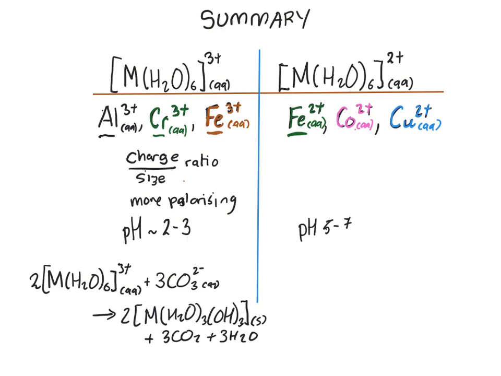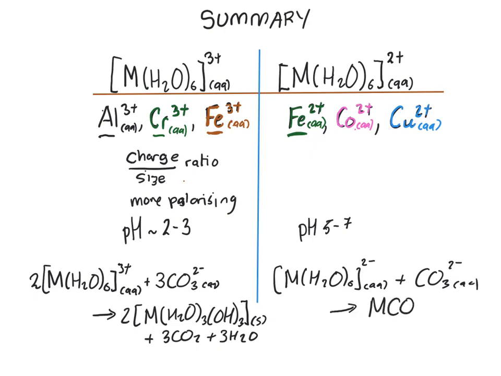The reactions of the 2+ are not acidic at all, and all that happens is the metal 2 ion reacts with the carbonate ion, and you simply get a precipitation reaction where you form 1 mole of the metal carbonate, which precipitates because it's insoluble, and the 6 water molecules are then kicked out.